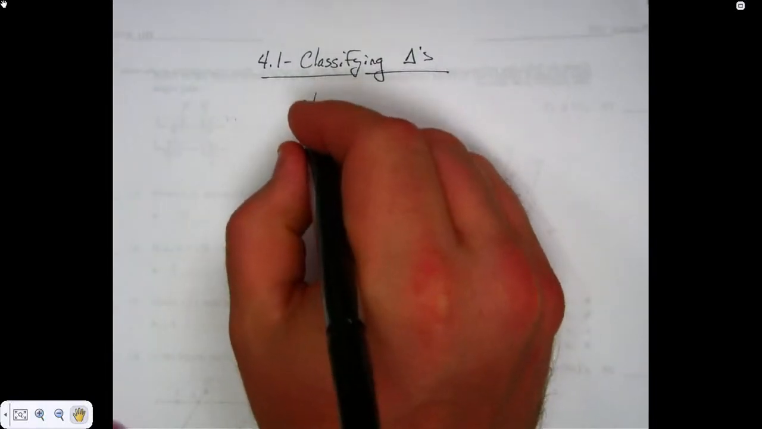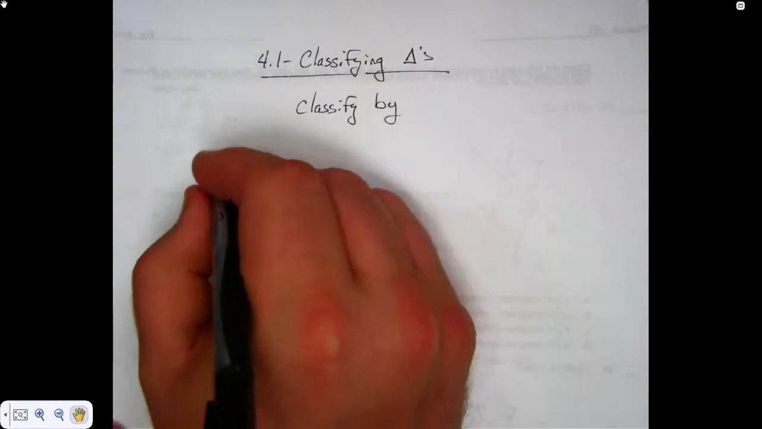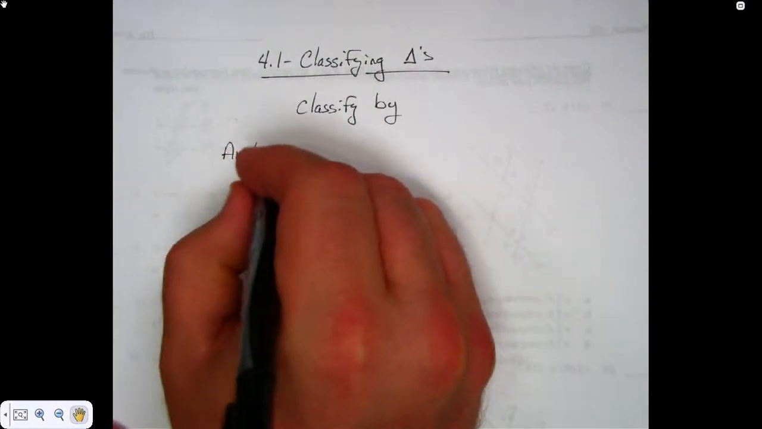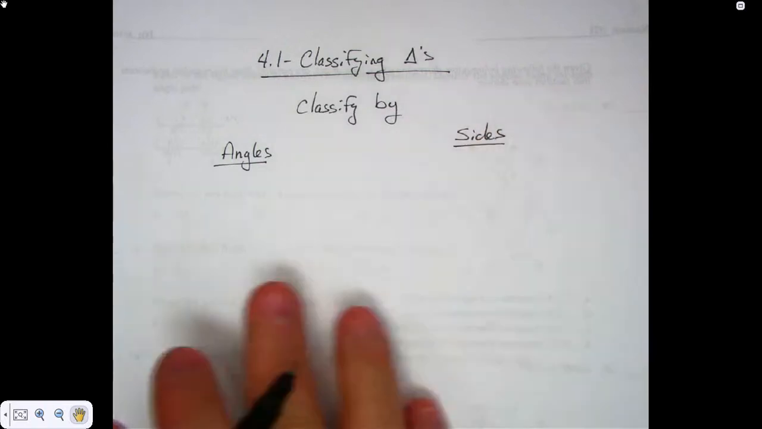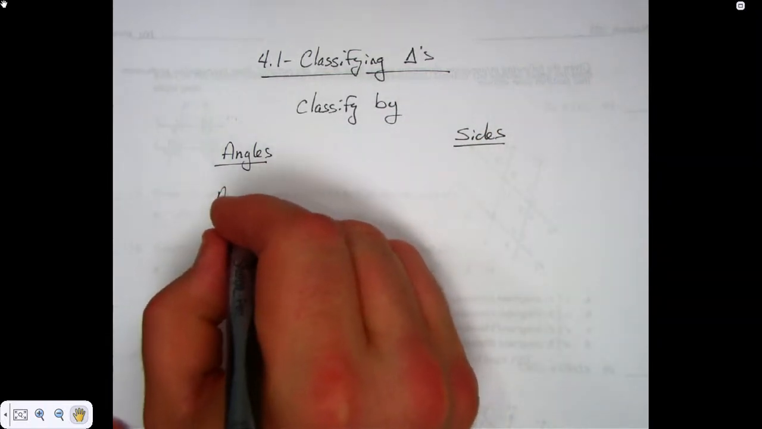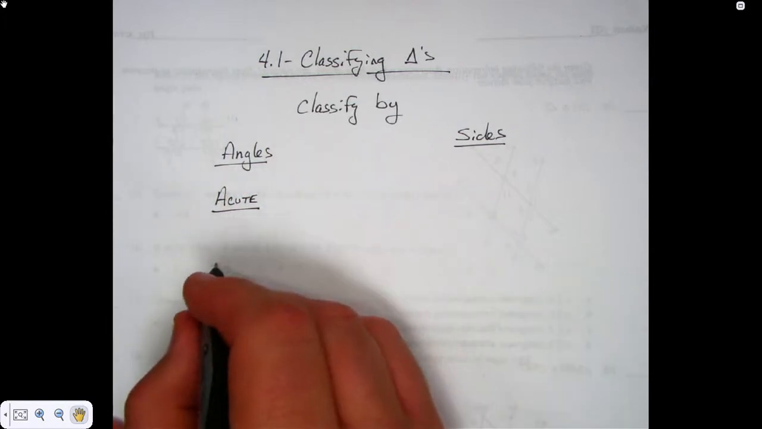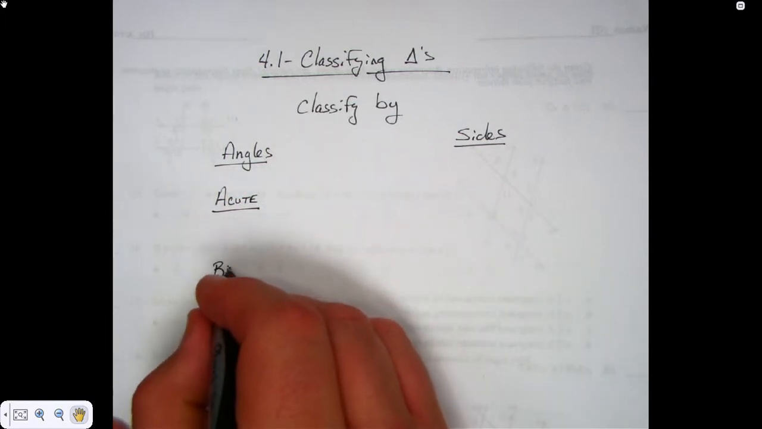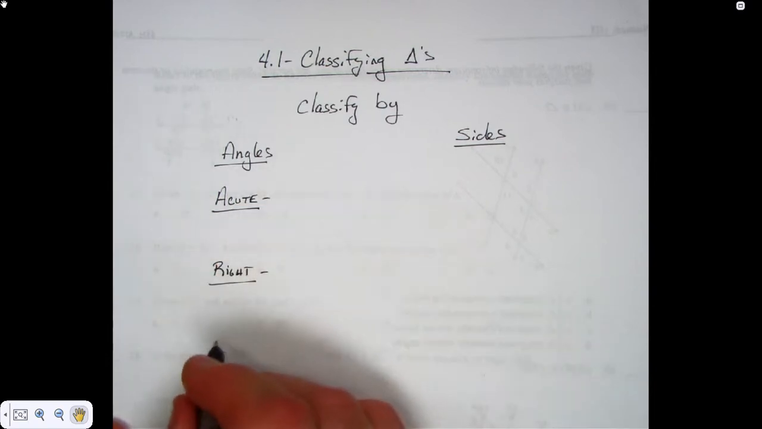Really a pretty easy deal. We classify triangles by their angles and their sides. By their angles, they are either acute, right, or they are obtuse.